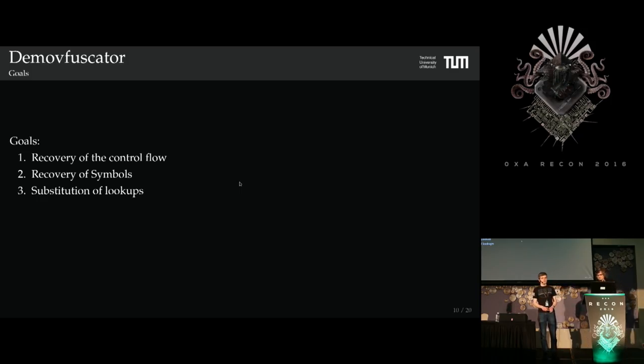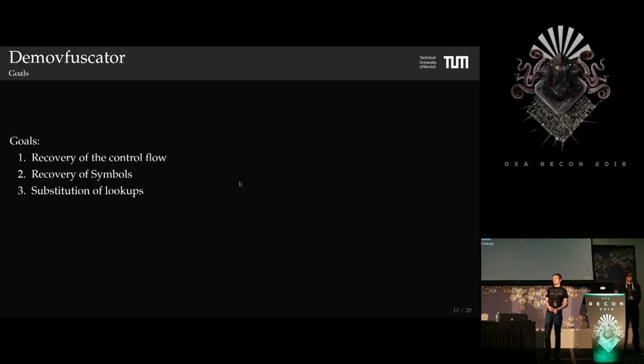So we sat down and thought about what would be the main priority. And we came up with: staring at a wall of instructions is really bad and annoying, and it would help a lot if we actually get the control flow back. And that was our main objective.